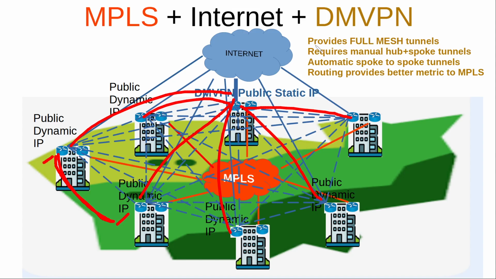DMVPN will provide you with a full mesh of tunnels using the internet, and it will require you to use routing tuning. For instance, if you still wanted to use MPLS as your main connection and you were using OSPF, you would apply a cost of 1 here, and for your DMVPN connection a cost of 10, to provide a better metric for MPLS.